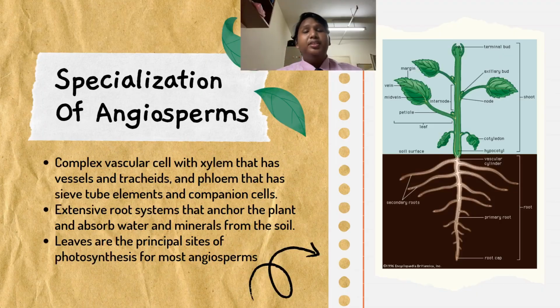These are the specializations of the Angiosperm. The first one is complex vascular cell with xylem that has vessel, trachea, and phloem that has sieve tube element and companion cell. Second one is extensive root system that anchors the plant and absorbs water and mineral from the soil. Leaves are also involved, which is the principal site of photosynthesis for most of the Angiosperm.